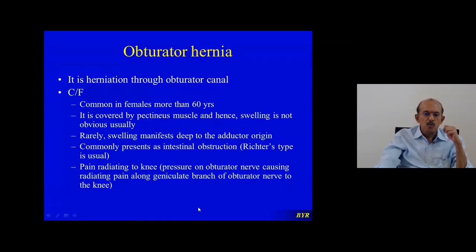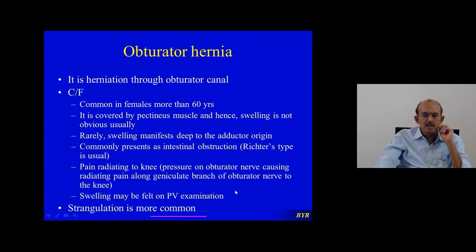Sometimes patients may have pain related to the knee because this hernial sac may press over the obturator nerve. The obturator nerve gives out the geniculate branch, which goes to the knee. So that is why there will be pain radiating from the groin to the knee. There is a very typical feature of obturator hernia. Swelling may be felt on pervaginal examination. Strangulation is more common because the obturator canal is very narrow.